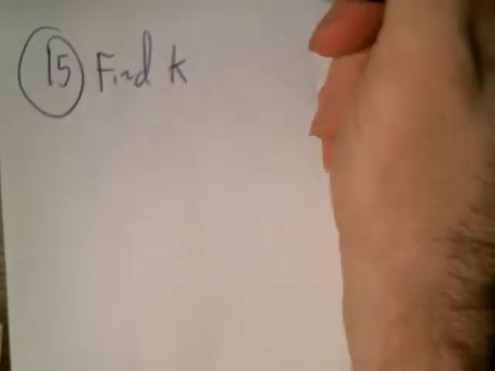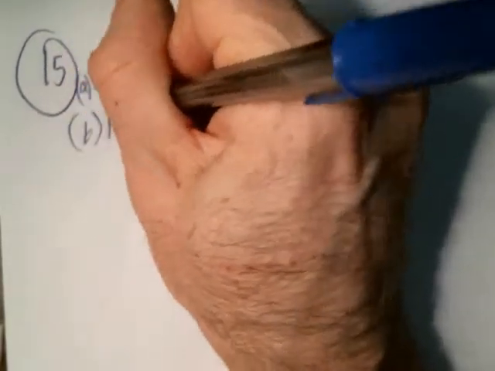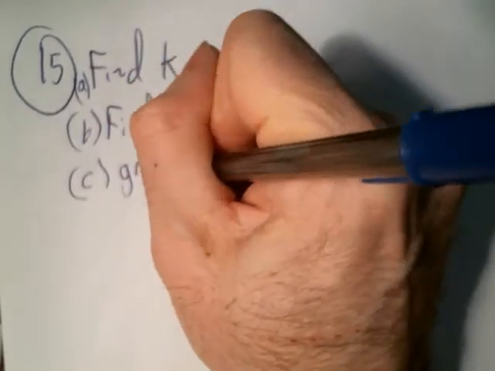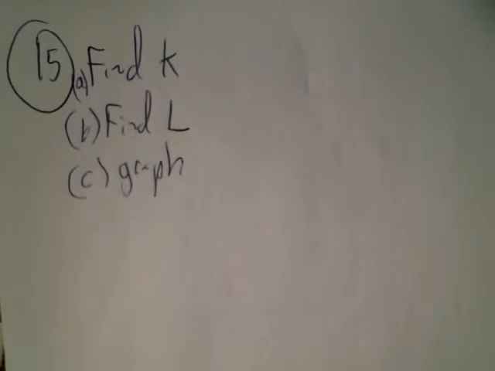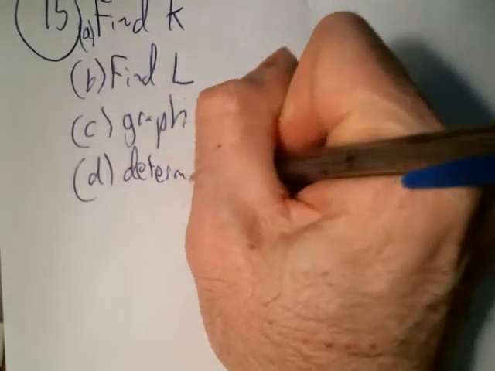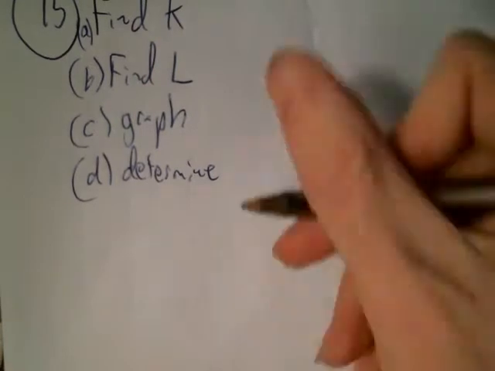All right, let's proceed to something bigger and better. Number 15, here we want to find the k value, the growth constant, part A. Part B, we want to find the limiting capacity. They want you to graph the thing. We'll just do a graph by hand and determine the p value, part D. Determine where the population growth is the greatest.